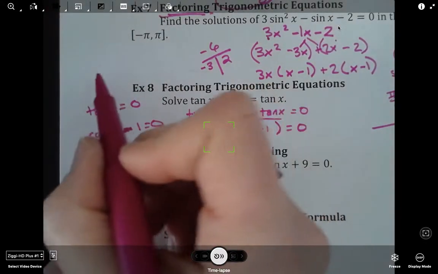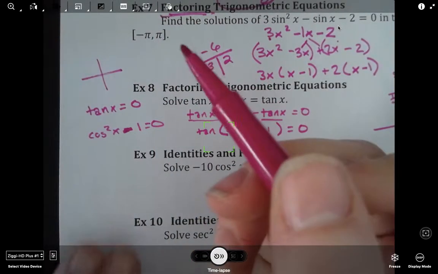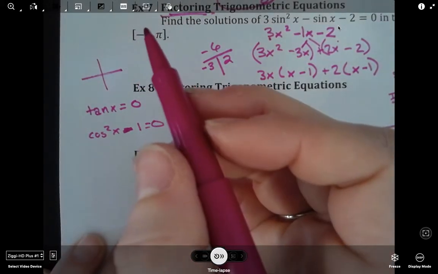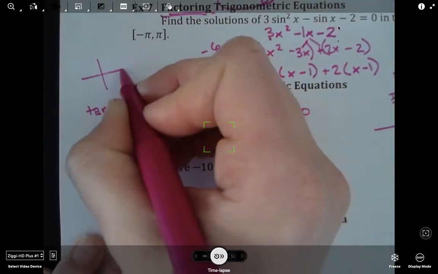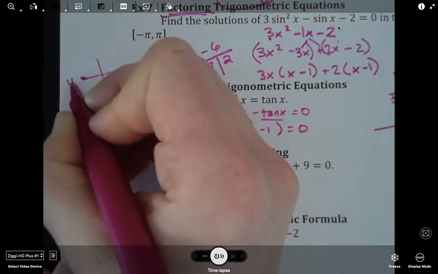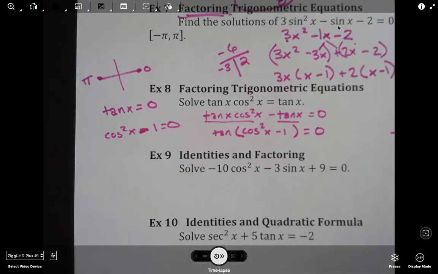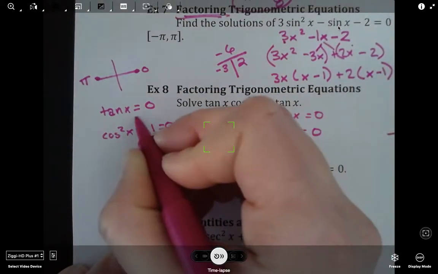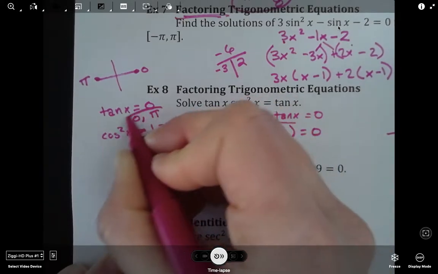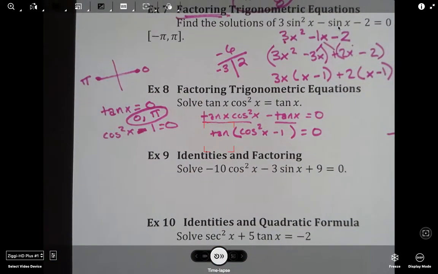So on the unit circle, where does tangent equal 0? Tangent equals 0 at 0, I think, and also at pi. Check that on your unit circle. I'm pretty sure that's right. Let me, hold on. Yes, at 0 and pi. So 0 is one of my answers, and pi is another one of my answers. Both of those make tangent 0.